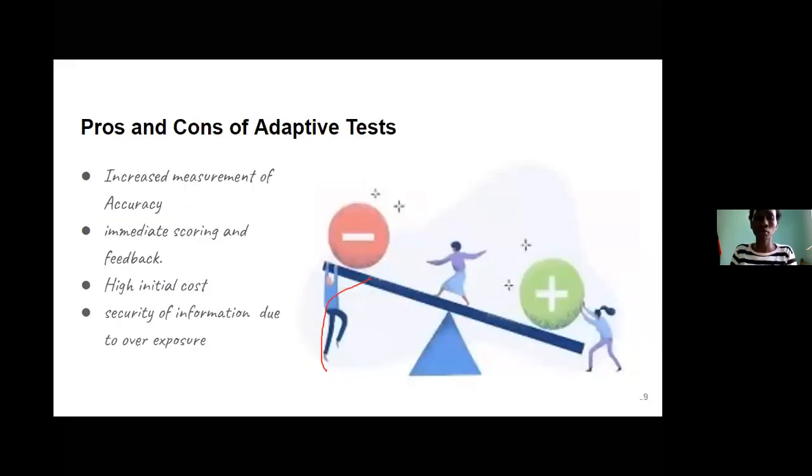So what are the pros and cons of adaptive testing? We have already dwelt into some of them. So we've already said adaptive tests provide increased measurement accuracy for learners at all ranges of the ability scale and item efficiency, since fewer items are needed to reach the same level of accuracy as with linear tests.